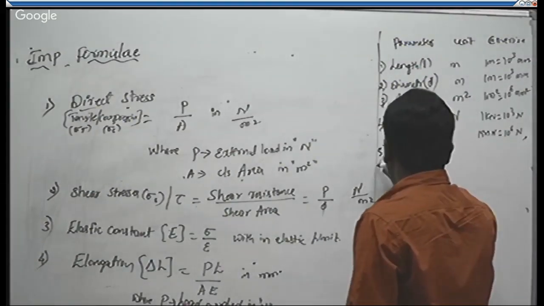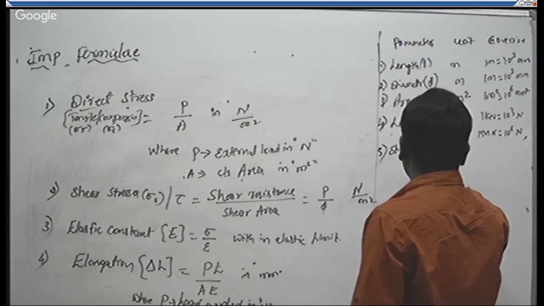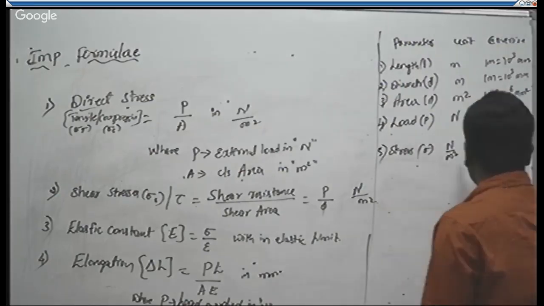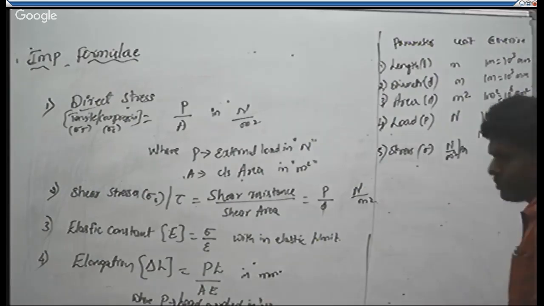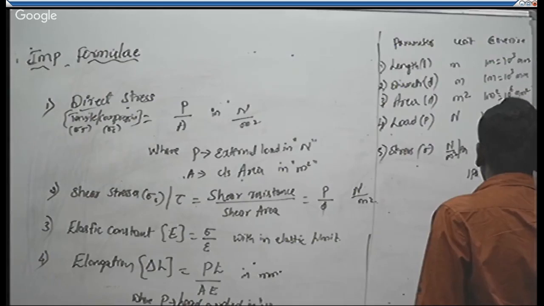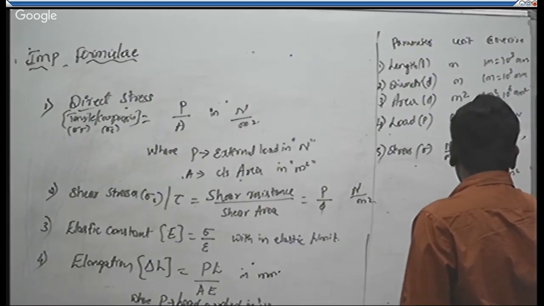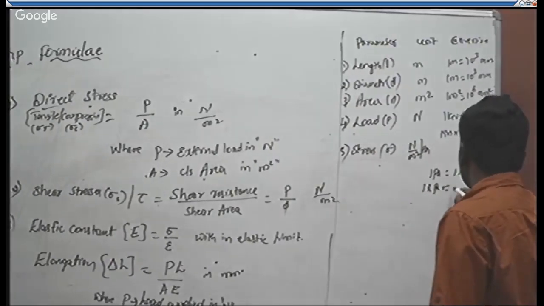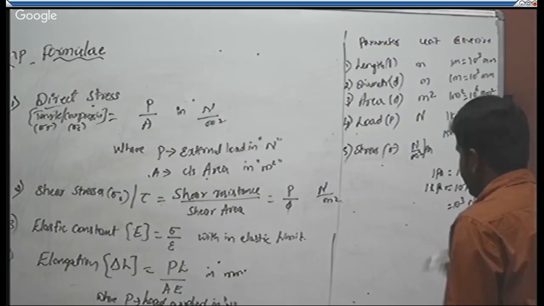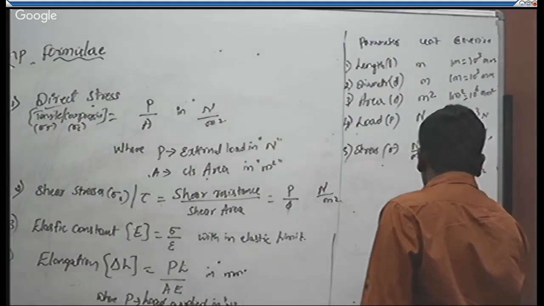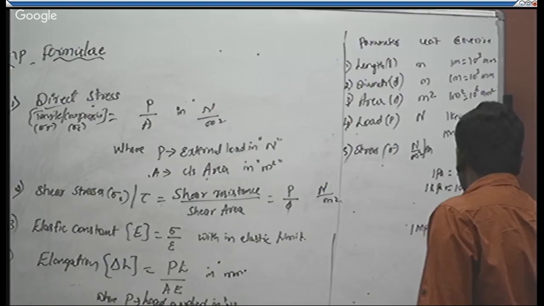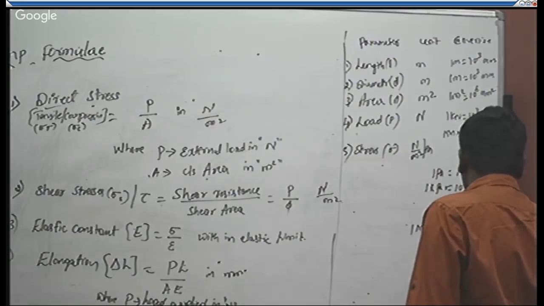The fifth one is the stress, sigma, the direct stress, tensile or compressive. This is in Newton per meter square, or Pascal, and 1 Pascal is equal to 1 Newton per meter square. This is an important conversion. 1 kilopascal is equal to 10^3 times Newton per meter square. Similarly, 1 megapascal is equal to 10^6 times Pascal, or 10^6 times Newton per meter square.